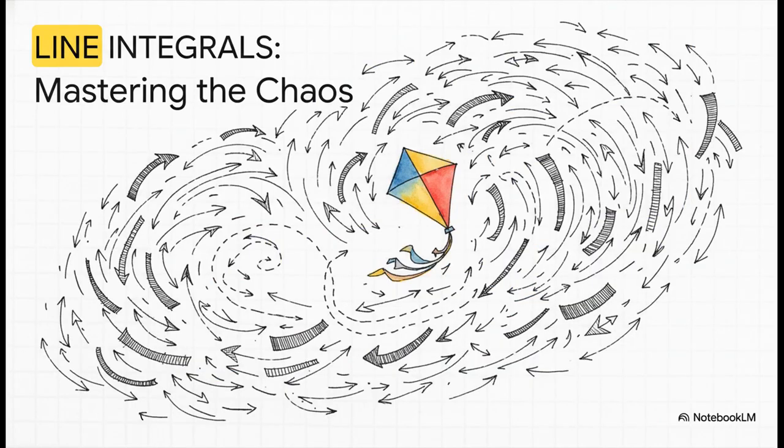I want you to picture a kite caught in a gusty, swirling wind. The force of that wind is different at every single point, and that kite is definitely not flying straight. Trying to calculate the total work the wind does on the kite with our old formula feels pretty much impossible. This is exactly the kind of problem that line integrals were born to solve.